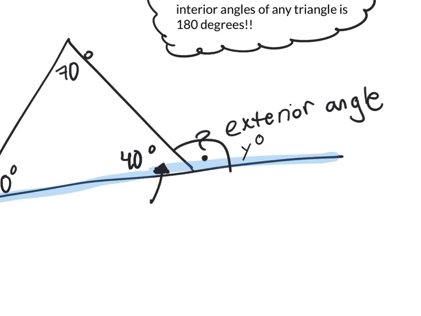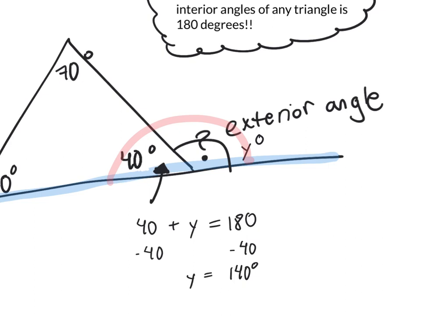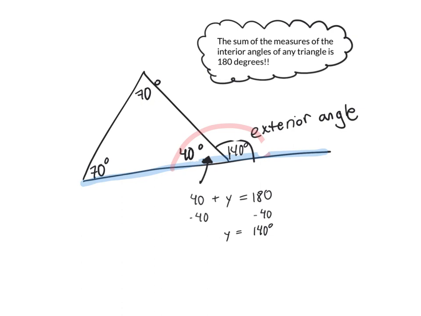One thing I notice when I look really close here is that these two angles are supplementary. If you put them together, they make a straight line. They're a linear pair, so I know that together they must have a sum of 180 degrees. So 40 plus y equals 180 degrees, and that means that our exterior angle has 140 degrees. Hooray, our mystery is solved.